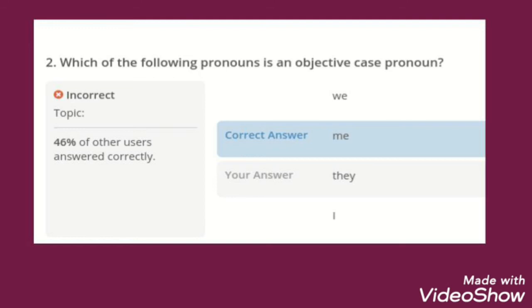It said, hey, your answer was they. But the correct answer is me. And it actually told me that 46% of the users got that answer correct, meaning less than half the people. Half being 1 out of 2, right? 1 out of 2 people got this answer wrong, and Mr. Marquise was one of them. I am not ashamed to say that, but yes, me is an objective case pronoun.